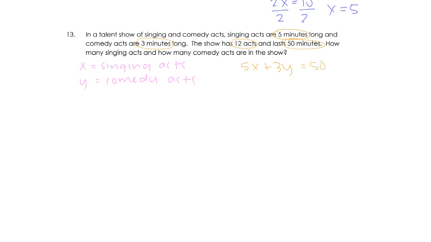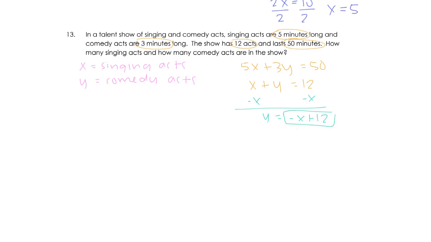Then we have the show has 12 acts, but we don't know how many of each act there was. This is going to be similar to number 12, where it's just X plus Y equals 12. You have so many singing acts and so many comedy acts, and they have to add up to 12 acts total. So then again, I'm going to isolate Y in this case. So I have Y equals negative X plus 12. And notice we're choosing the bottom equation because both of those have a coefficient of 1. They would be the easiest ones to isolate.